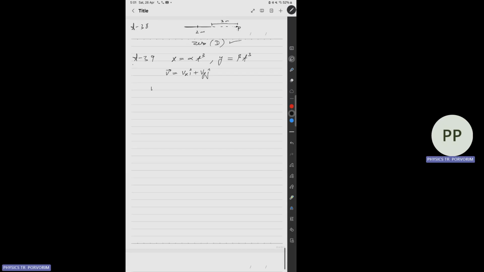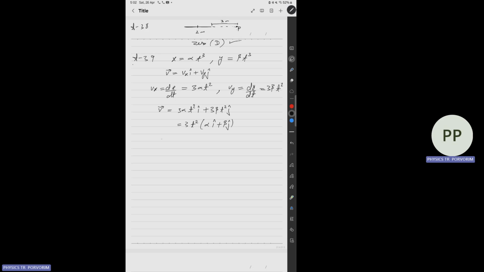So what is the vx? Vx is dx by dt, so it will be 3 alpha t square. And vy will be dy by dt, so it will be 3 beta t square. So velocity will be equal to 3 alpha t square i cap plus 3 beta t square j cap. We can take 3 t square as common. That will be alpha i cap plus beta j cap.